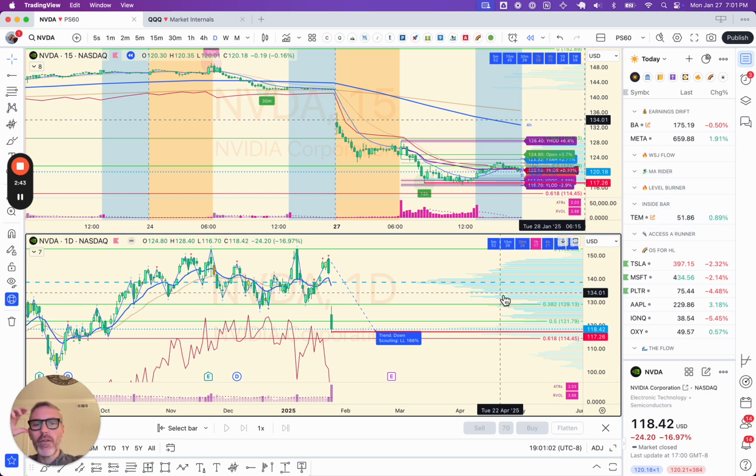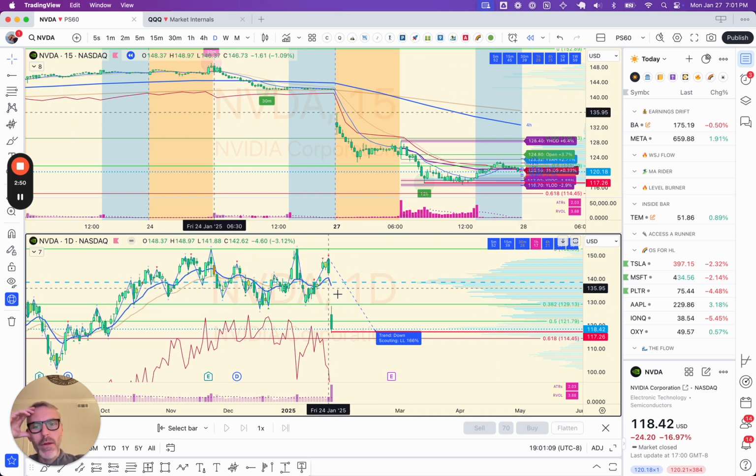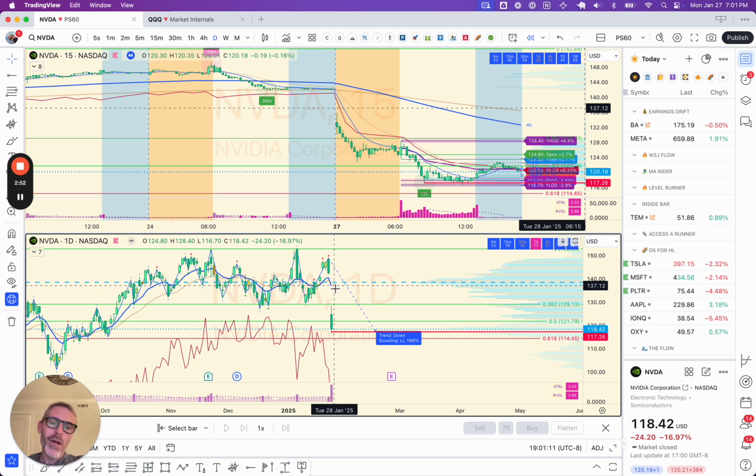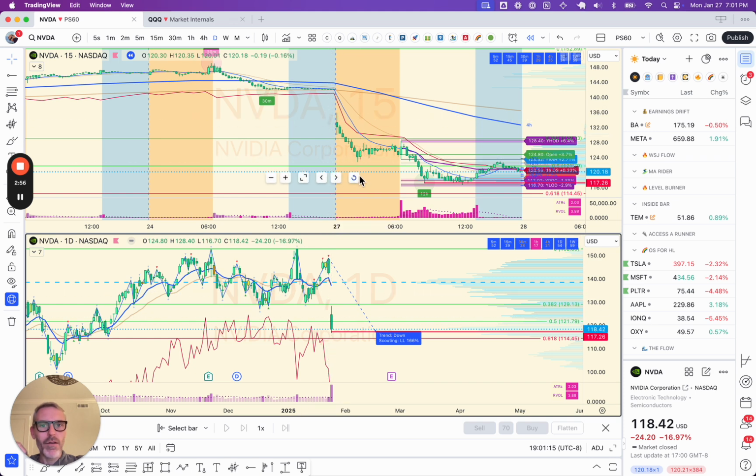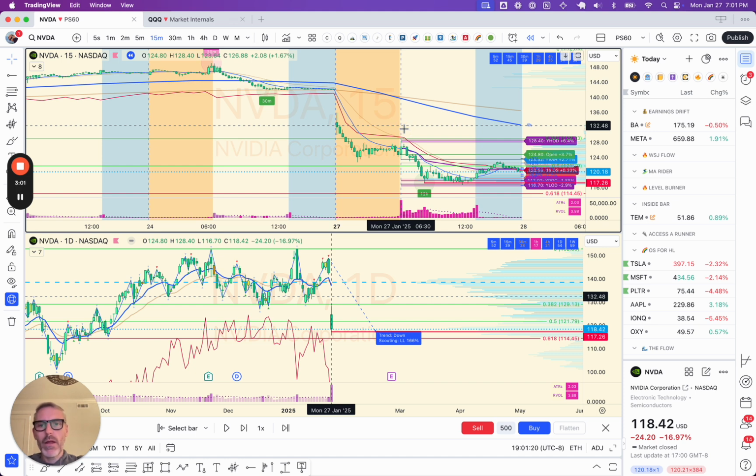But first, we've got to talk about NVIDIA, which actually wasn't on my list because of this. I thought that we would be getting a potential higher low here, but then I thought, well, with this news, it could go a lot lower. I didn't anticipate this gap down, and so that was kind of a disappointment on my part.